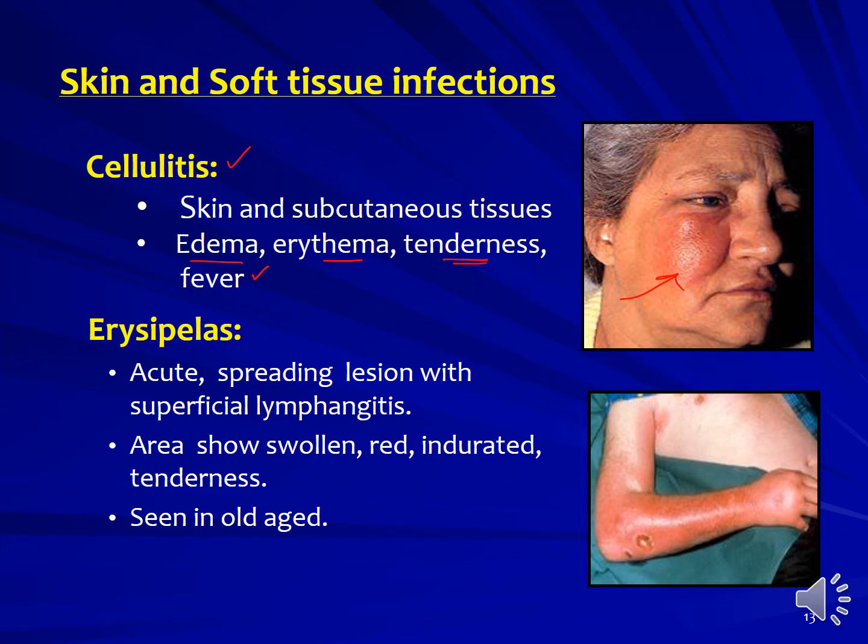So this is another important spreading type of cellulitis. You can see how big the spreading is. Here you can see this is the entire area of cellulitis.